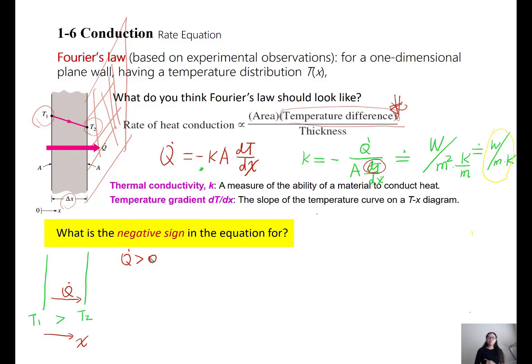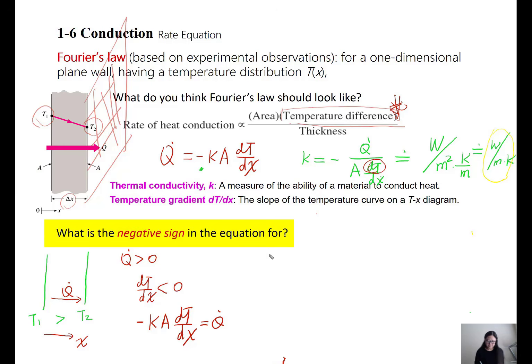How about now we use Fourier's law without a negative sign? There's dT/dx. What is the sign of dT/dx? This is a derivative. The sign of a derivative depends on how temperature changes with x. In this case, temperature decreases in the x direction. So dT/dx should be negative. Q is positive, but dT/dx is negative. So we do need this negative sign. Otherwise, it's not going to be consistent.